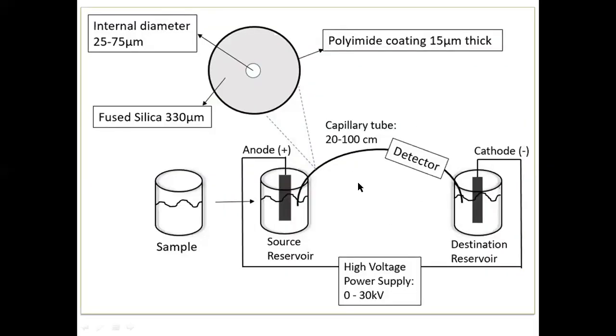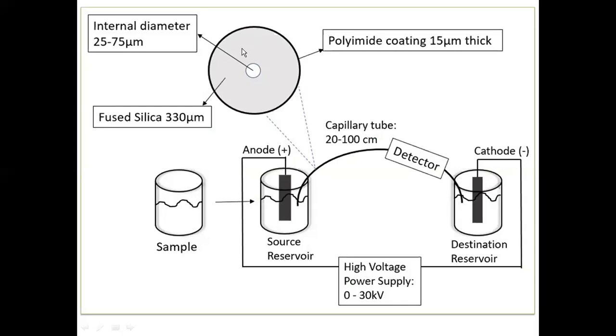Here you can see how the capillary electrophoretic separation is going to be performed. This is going to be the capillary tube. This arc type object that I have presented here is the capillary tube, presented for its cross-sectional view. The internal diameter of the capillary tube can be 25 to 75 micrometer. And the outer surface of this capillary tube has been coated with polyimide. Because of this polyimide coating, it will impart the brownish color.